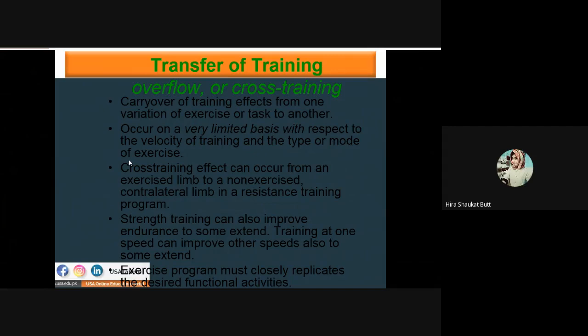And they occur on a very limited basis with respect to the velocity of training and the type of mode of exercise. And the post-training effect can occur from an exercised limb to a non-exercised limb, and from a contralateral limb in a resistance training program as well. Strength training can also improve endurance to some extent, and training at one speed can improve the other speed also to some extent. An exercise program must closely replicate the desired effect. Alright? So, the transfer of training is in contrast to the SAID principle. Okay?